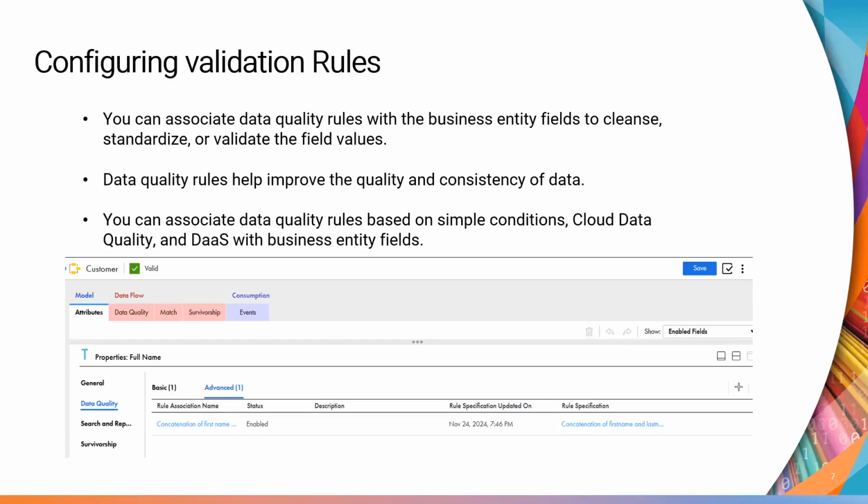Let's move on to configuring validation rules. You can associate data quality rules with the business entity fields to cleanse, standardize, or validate the field values. Data quality rules help improve the quality and consistency of data. You can associate data quality rules based on simple conditions or cloud data quality and DAS with business entity fields.